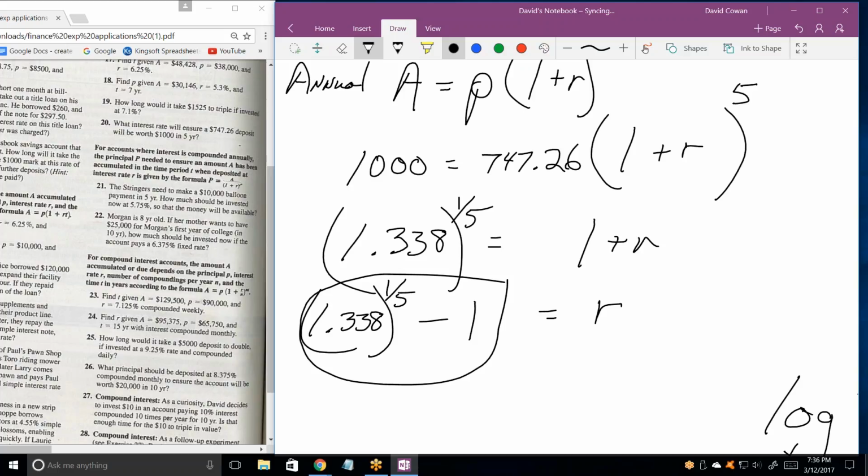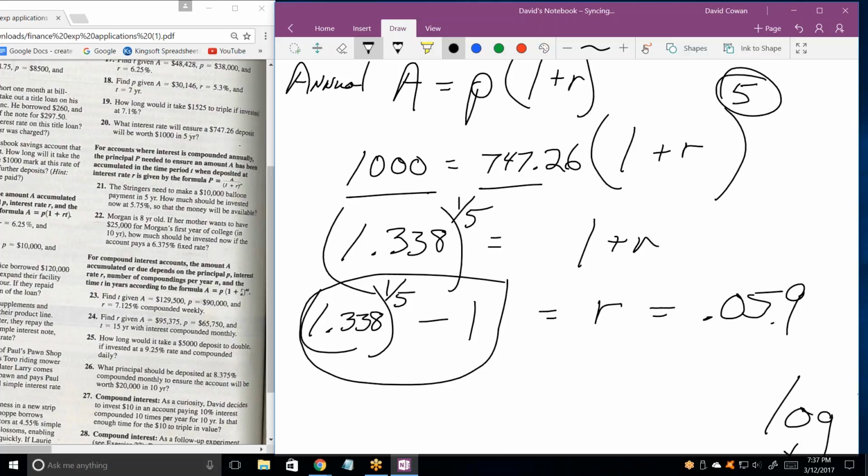And r will be a decimal. It should be like 0.06 or 0.04. Yep, it's 0.059. Which means the interest rate that you would be required to earn would be 5.9% in order to turn 747 into 1,000 in 5 years' time.